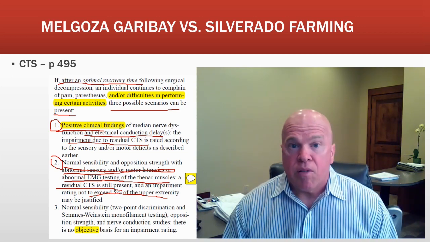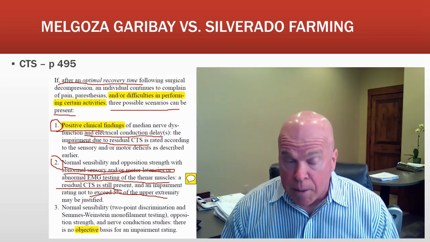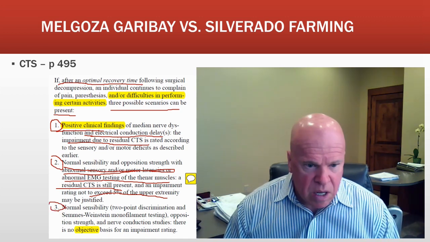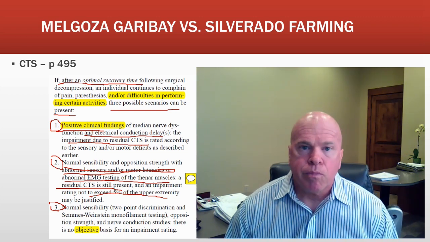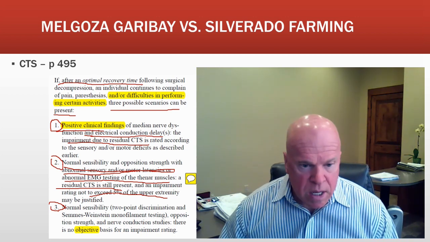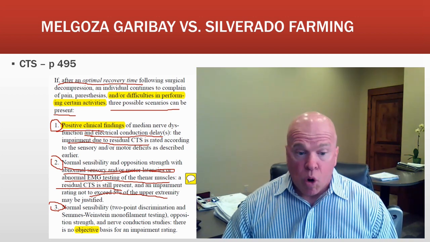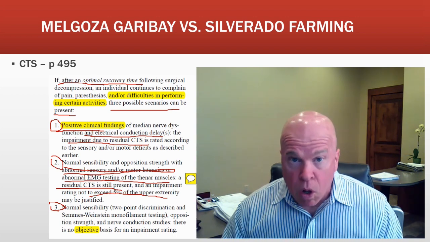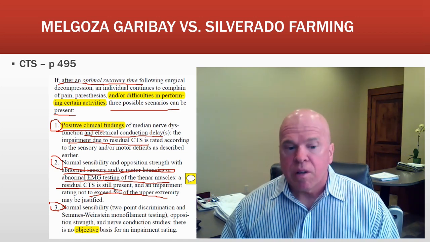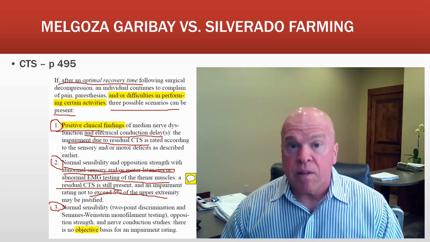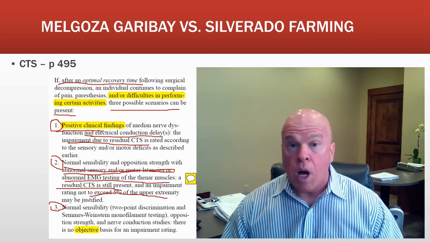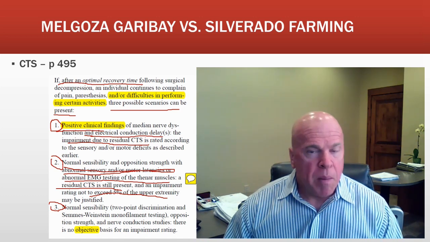But the Qualified Medical Evaluator felt that this was not accurate. Finally, the third type of examinee is an examinee who has normal sensibility, normal sensation due to two-point discrimination and Semmes-Weinstein monofilament testing, had normal thumb opposition strength, and has normal electrodiagnostic studies. Therefore, there's no objective basis for an impairment rating. Despite the examinee's subjective complaint of symptoms, there's no objective basis for an impairment rating.